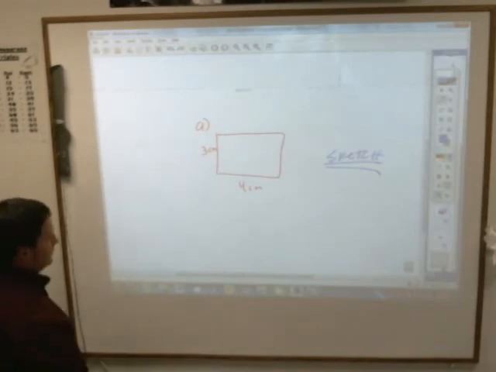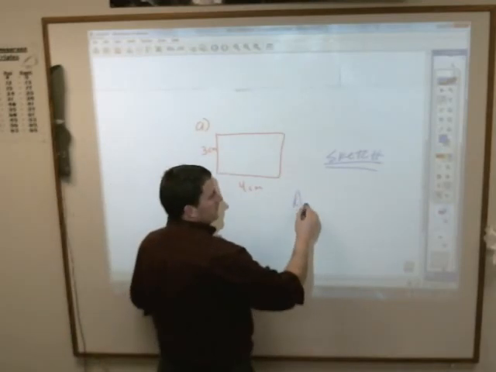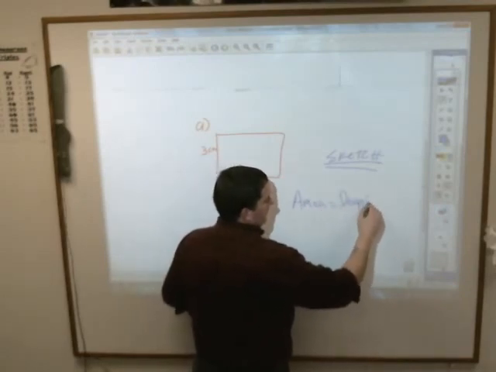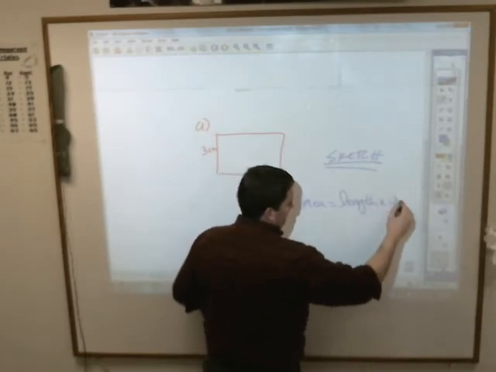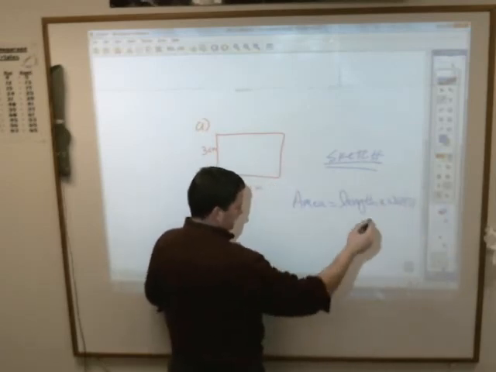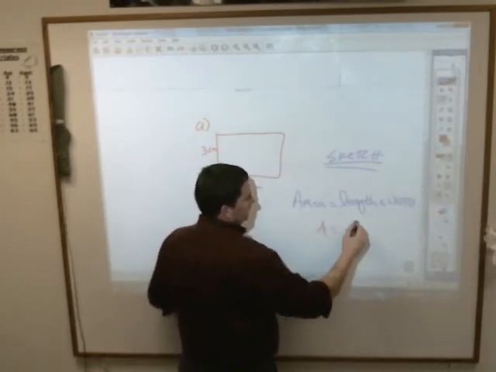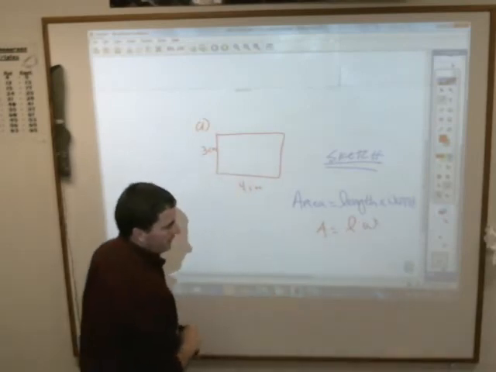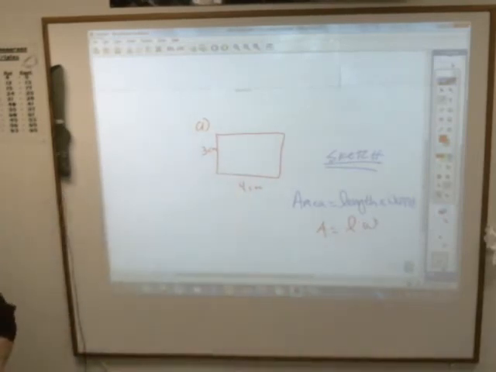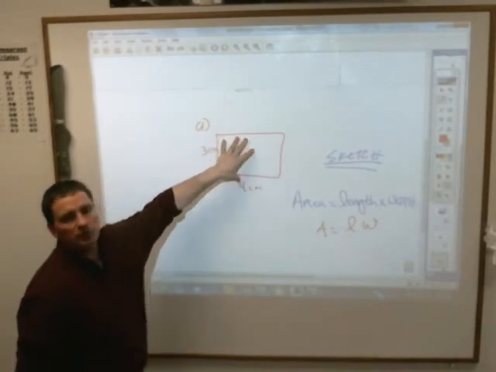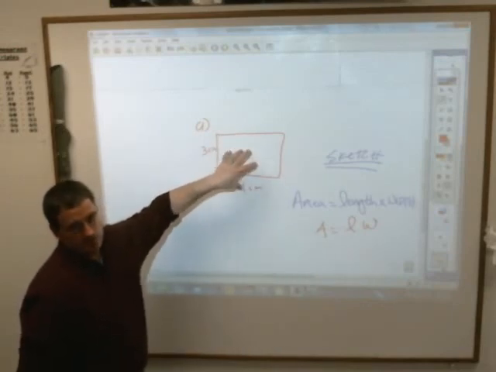And secondly, write in your notes that area equals length times width. We don't always write out that whole word, it's just A equals L times W. It doesn't matter when you do the math which one you call the length and the width, but if I were to ask you on this problem, what is the width of this rectangle, how do you know the difference between width and length?